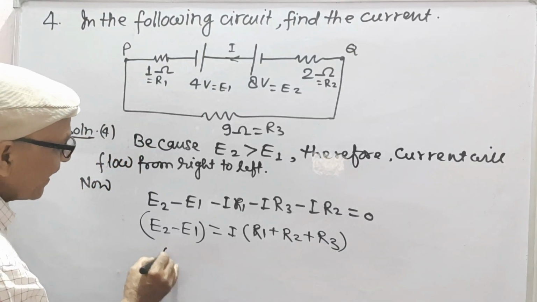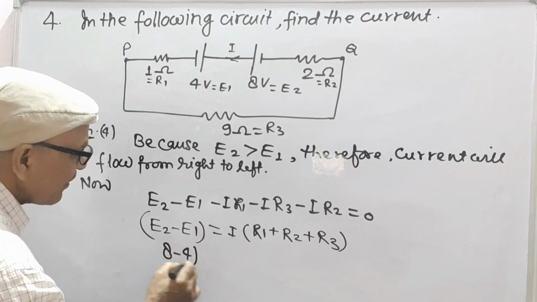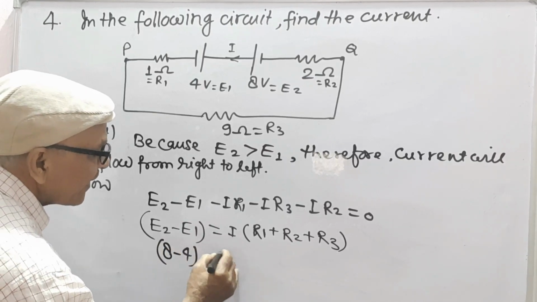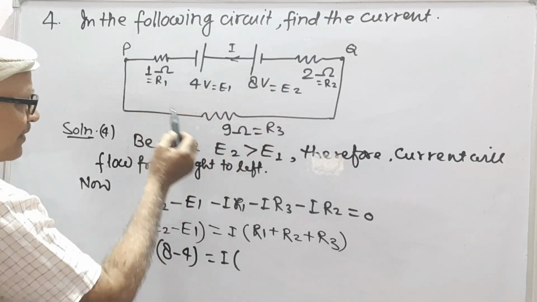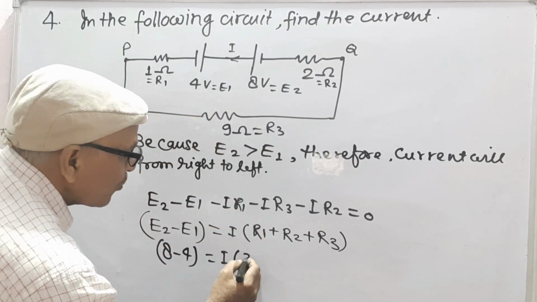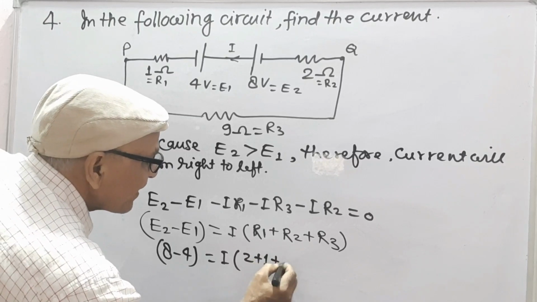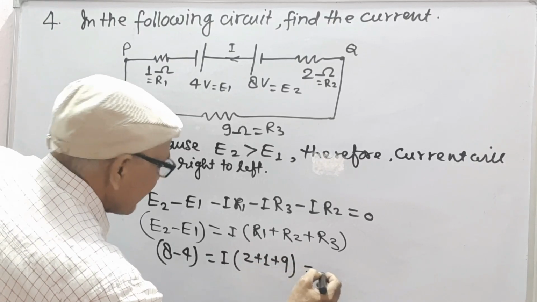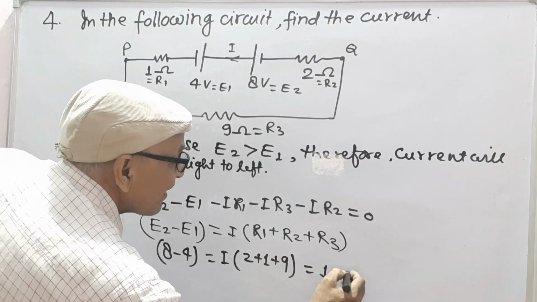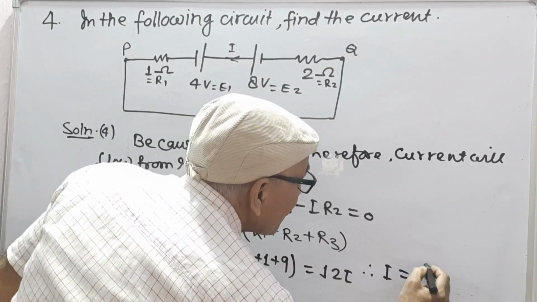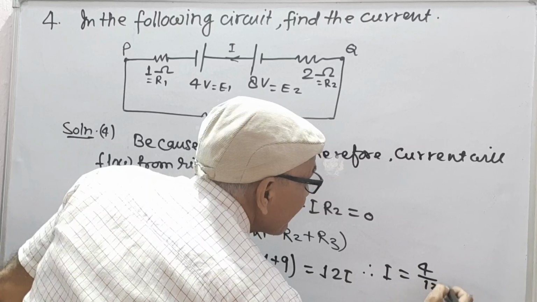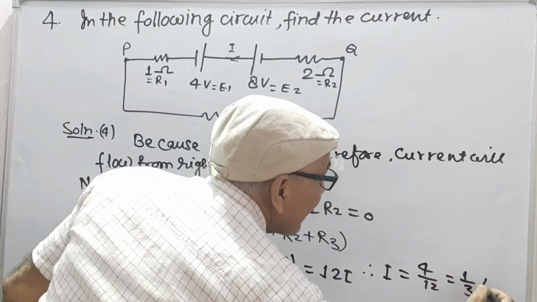E2 is 8 minus 4 will be equal to I taken common 2 plus 1 plus 9. 2 plus 1 plus 9 means 12 I. Therefore, I will be equal to 4 upon 12, that is 1 by 3 ampere.